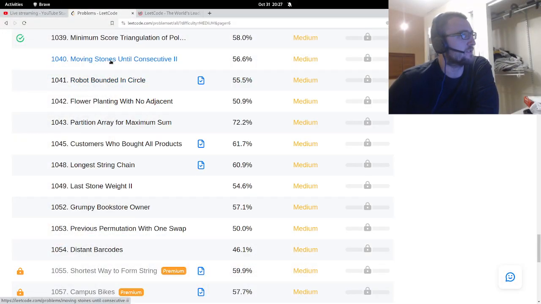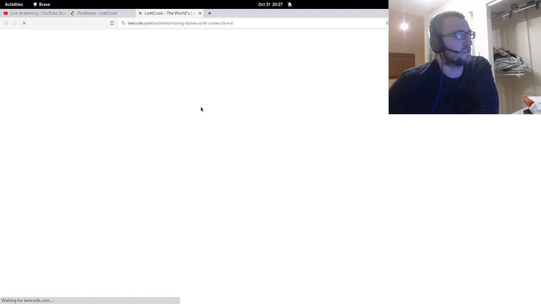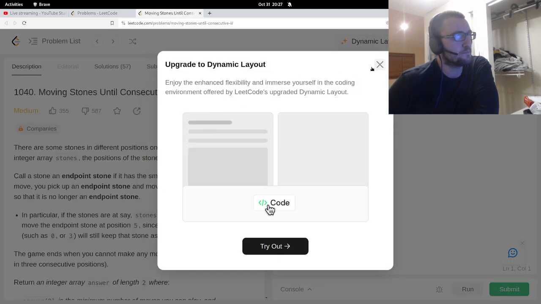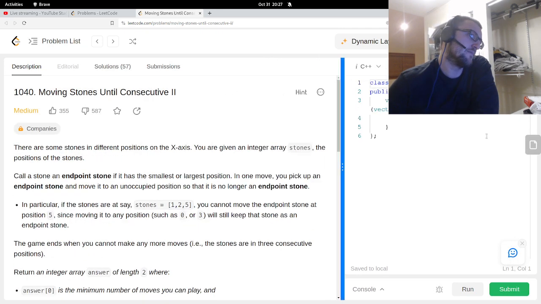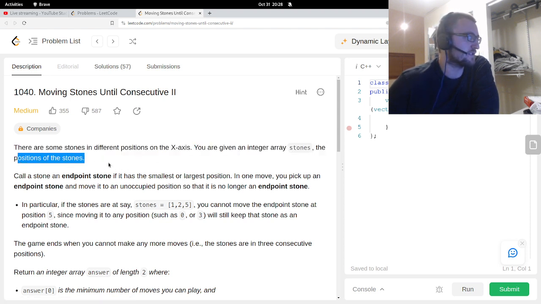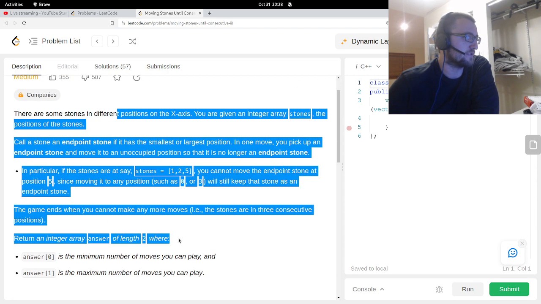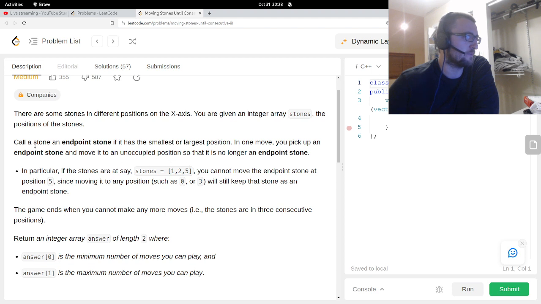So let's do it. Moving Stones Until Consecutive 2. Let's see how we do. There are some stones in different positions on the x-axis. You are given an integer array stones, the position of the stones. Call a stone an endpoint stone if it has the smallest or largest position. In one move, you pick up an endpoint stone and move it to an unoccupied position so that it's no longer an endpoint stone.